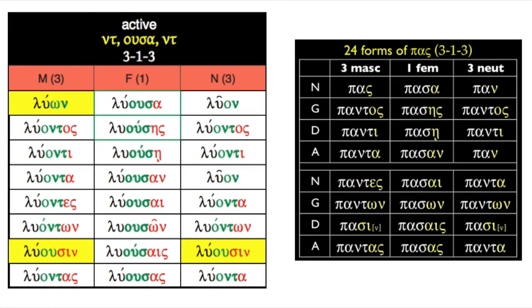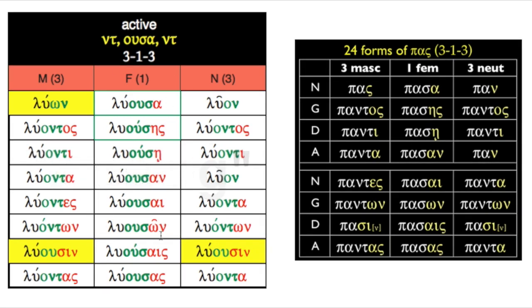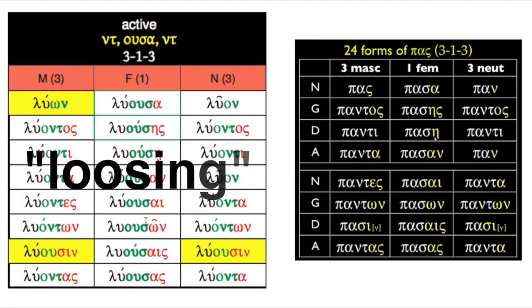The active participle, let me remind you, just means "loosing." All of these forms just mean "loosing." But depending on whether it's tied to a masculine or a feminine or a neuter subject, or whether it's acting as the subject or the object or the indirect object, these are the reasons for all these changes. Again, Greek is giving you more information than we're used to. TMI. In English, you translate every one of these "loosing."